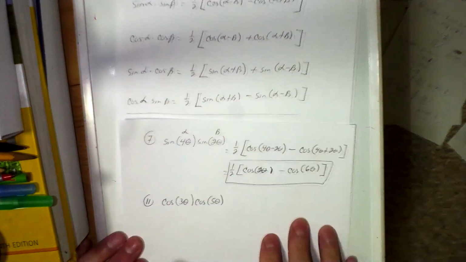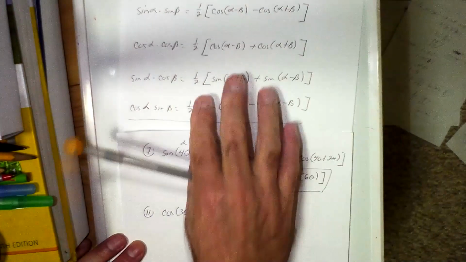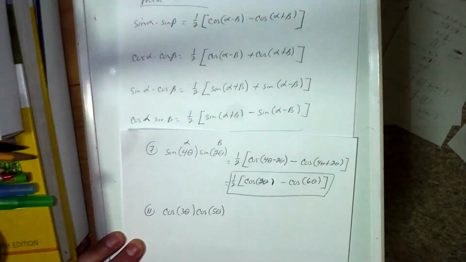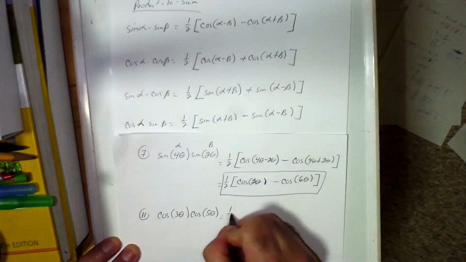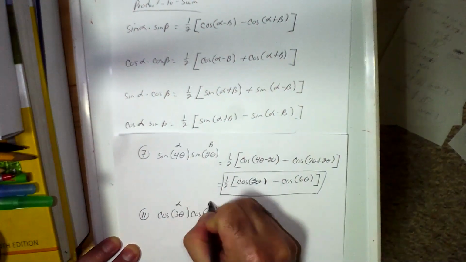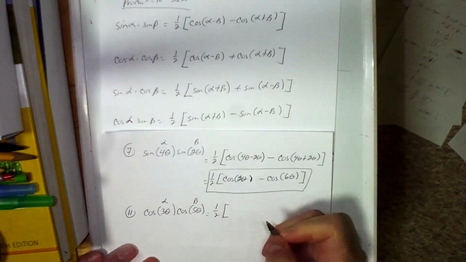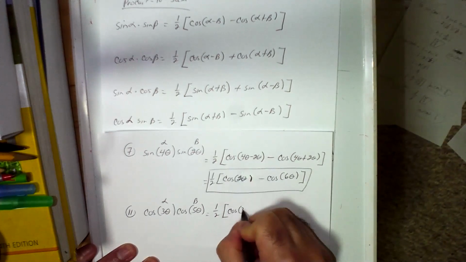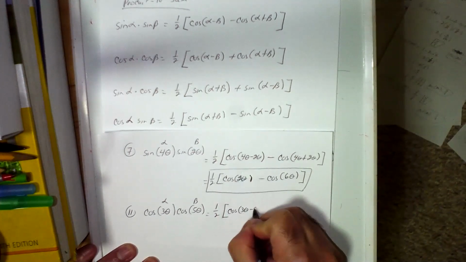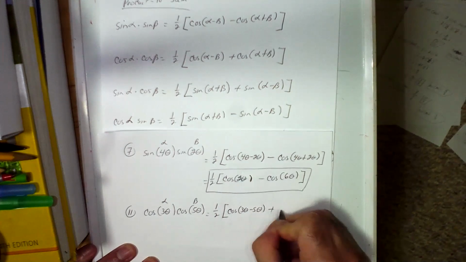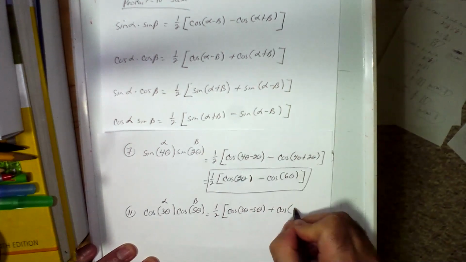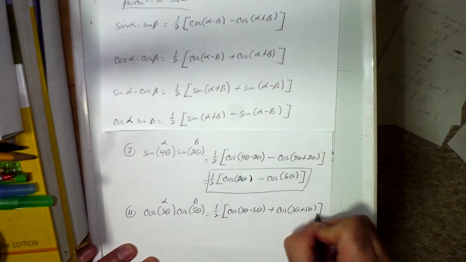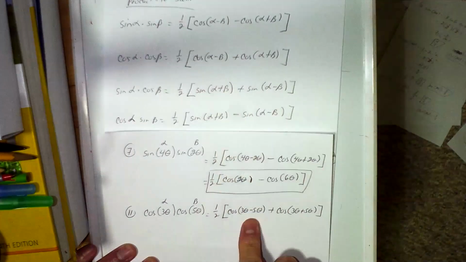So again, you're going to match it with the formula. This is cosine cosine, so I'm going to use the second formula. So I'm going to plug it in. This is my alpha. This is my beta. We plug it into our formula. Cosine 3 theta minus 5 theta plus cosine 3 theta plus 5 theta. Making sure I wrote it right.